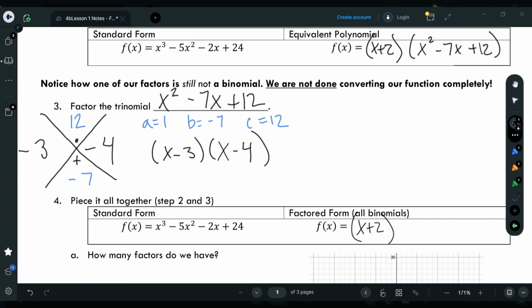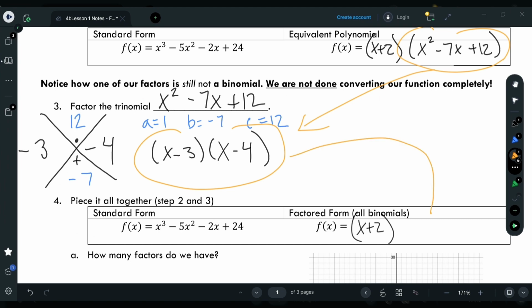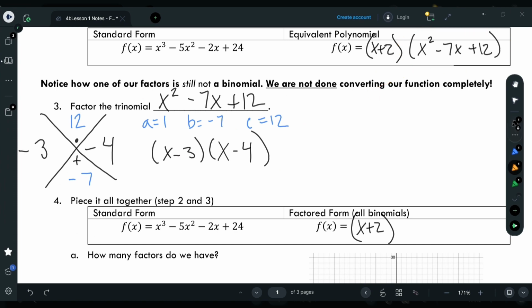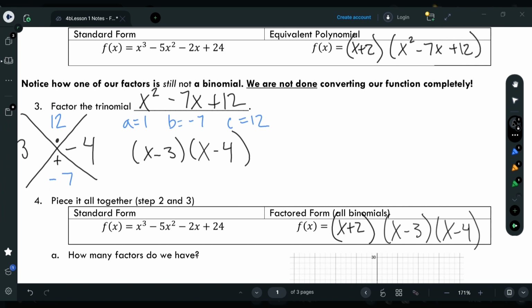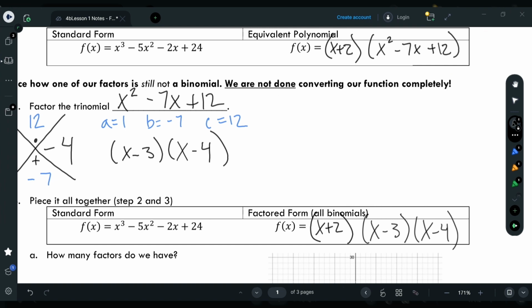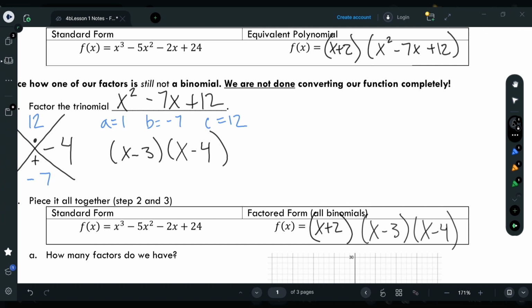And then this piece here, we just split it up into these two. So we're going to bring these two over here, x minus 3 and x minus 4. And now we've factored our polynomial into 3 binomials.